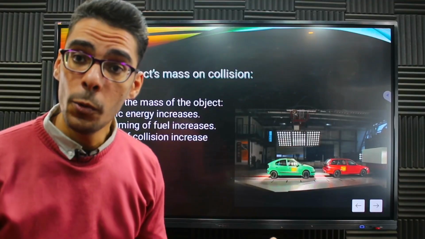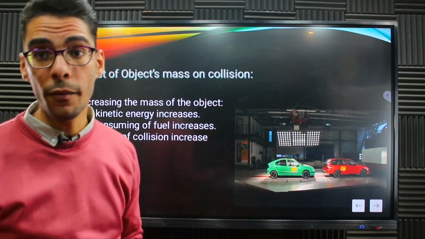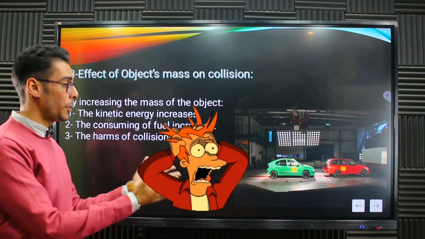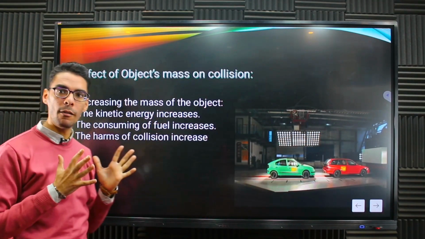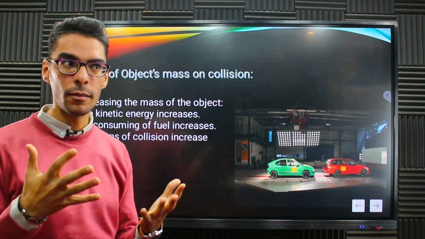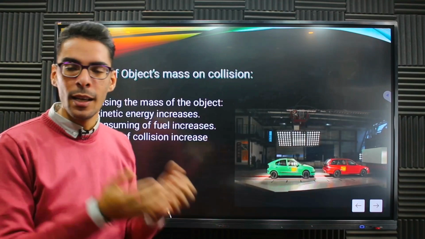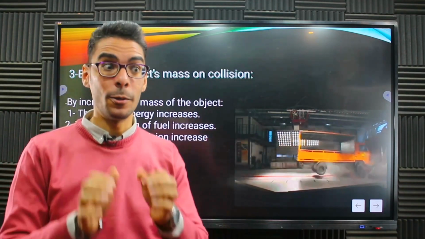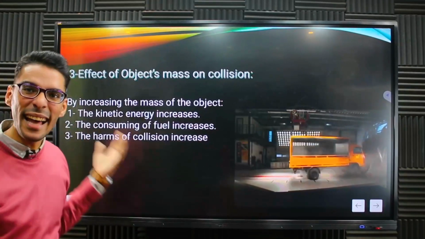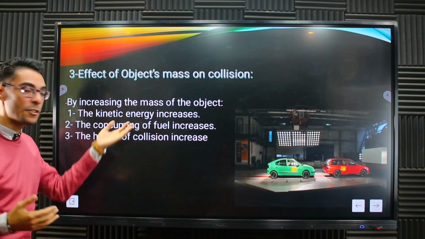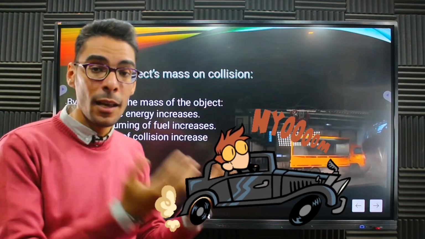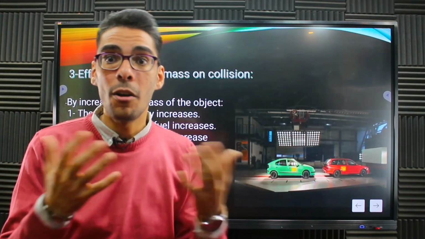Some factors cause an increase in the harm of the collision, such as, what is this? When you increase the mass of the object, that means a big object causes more harm in the collision. So as we increase the mass, the collision increases and the harm increases. It makes sense. The kinetic energy increases sometimes. That means the object is moving so fast. When it makes a collision, it makes a hard collision.